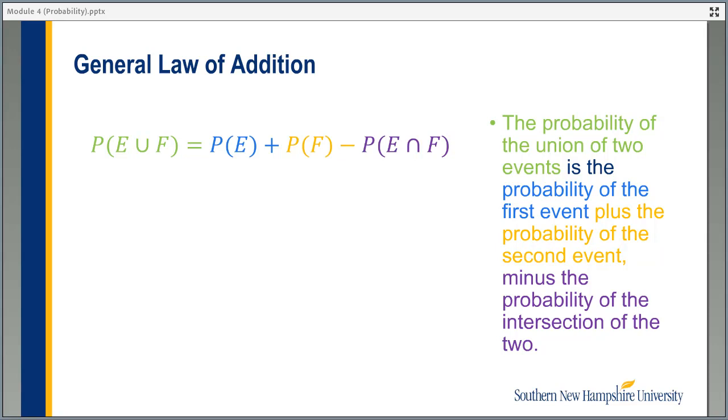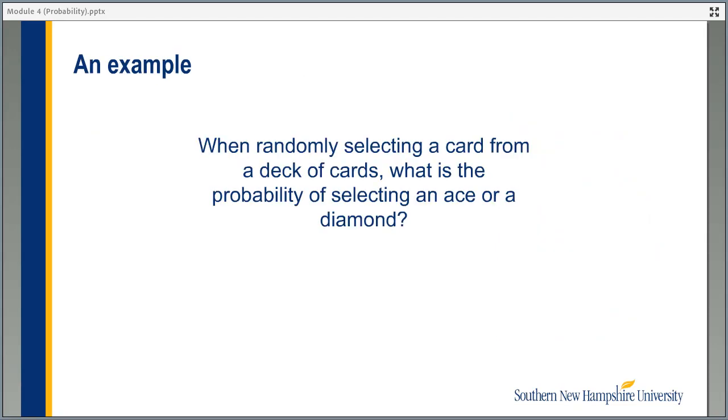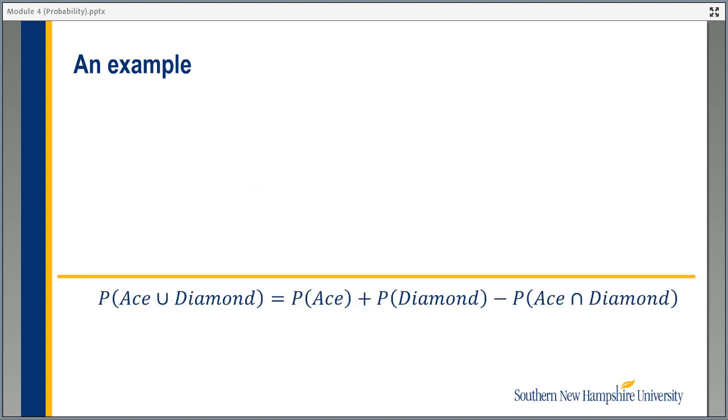Let's look at a little example that will help us consider why we have to subtract the probability of the intersection of those two events. When randomly selecting a card from a deck of cards, what's the probability of selecting an ace or a diamond? Remember that the word or is used when we have a union. So this question essentially asks us to find the probability of the union of picking an ace and picking a diamond. I filled in the general law of addition equation, but let's take this one step at a time.